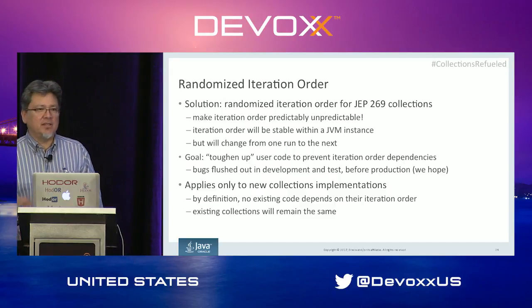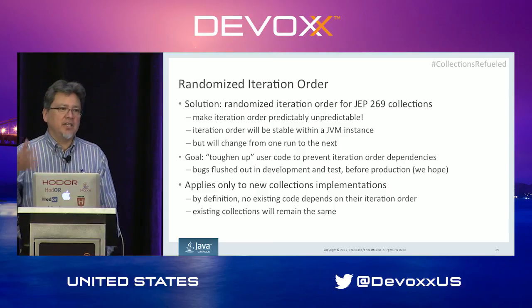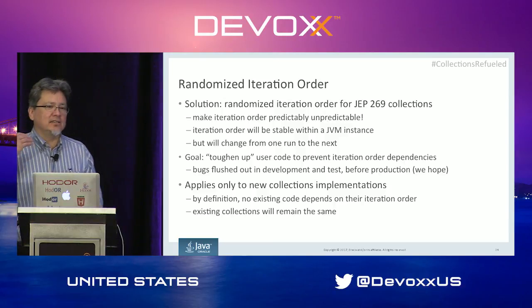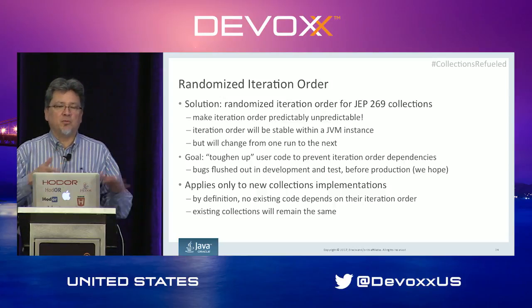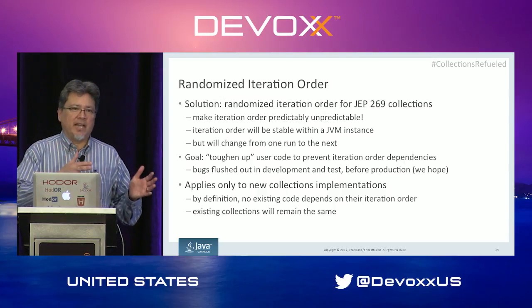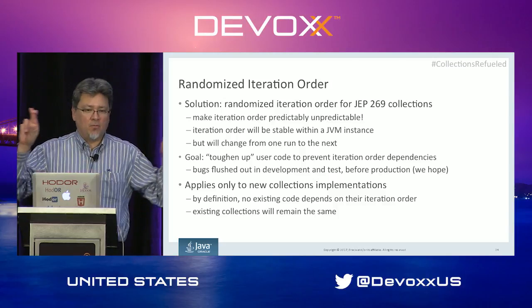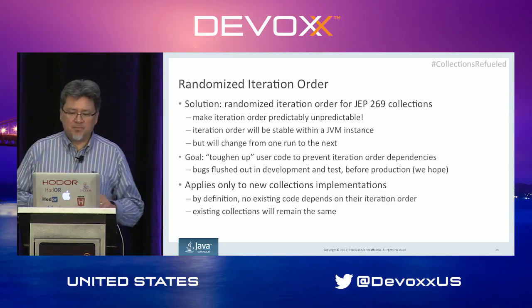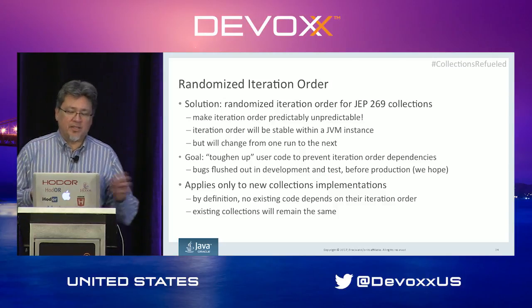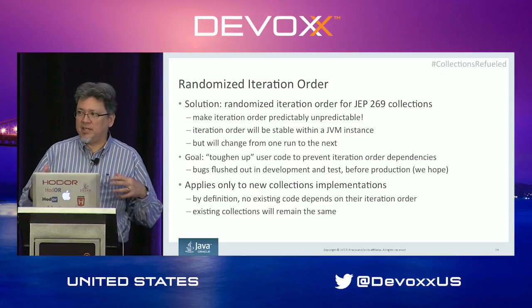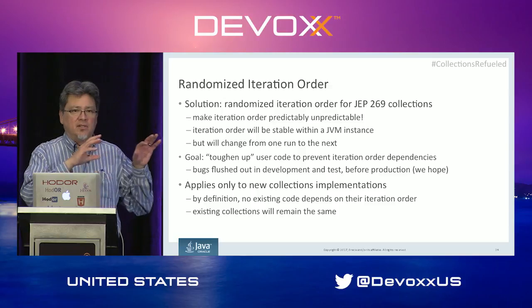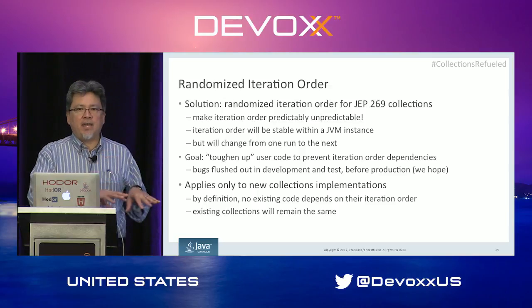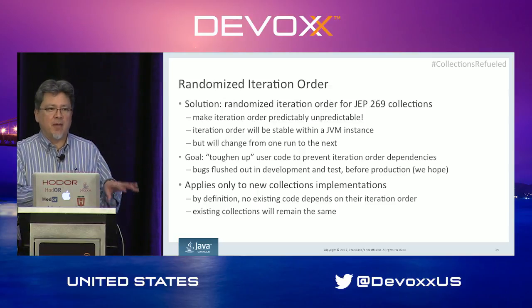And so the hope is that this will flush out any code that has latent dependencies on iteration order, and that those problems will be flushed out during development and testing, so that they won't come out in production. But it's also buying ourselves some flexibility here, which is we may want to go in and reorganize the internals of the way that entries are stored in these maps or sets.